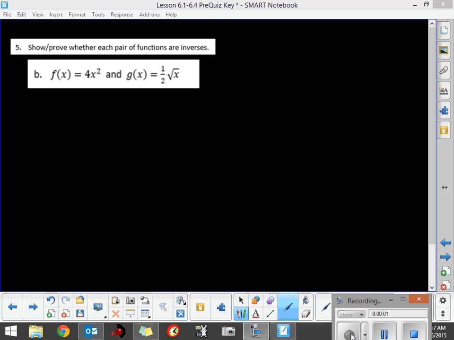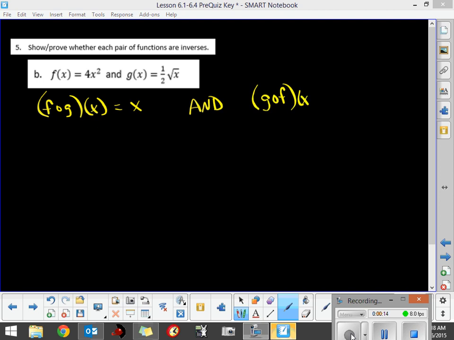Okay, in order to prove that f and g are inverses, we have to prove that f of g of x will return a value of x, and that g of f at x will return a value of x. Now, in the first video on 5a, I went into a little bit more description of why this is occurring. I'm going to shortcut that and not give you the full spiel on it again.